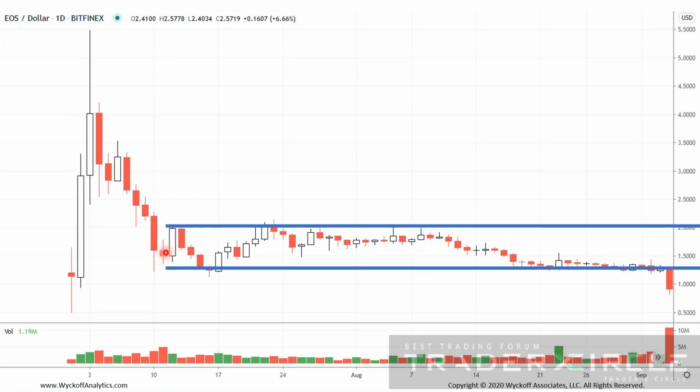What do you think about this price action? Is it bearish or bullish, guys? Please write. Yes, someone is saying bullish, bearish, bearish, bearish, bearish, bearish.